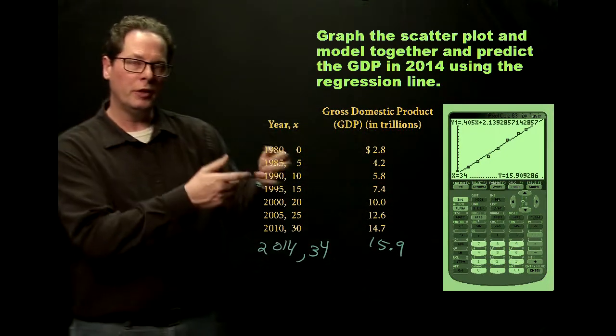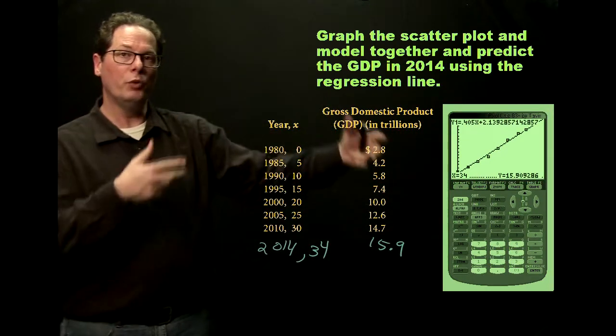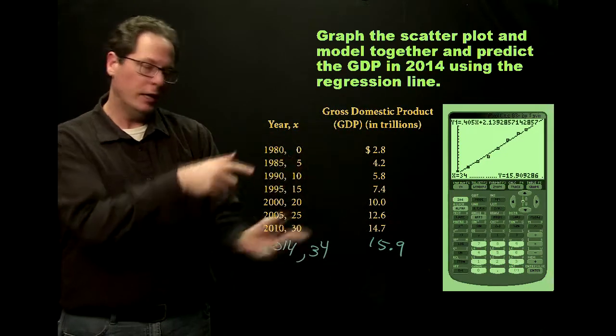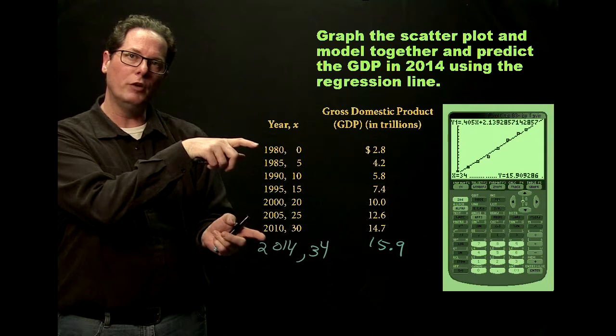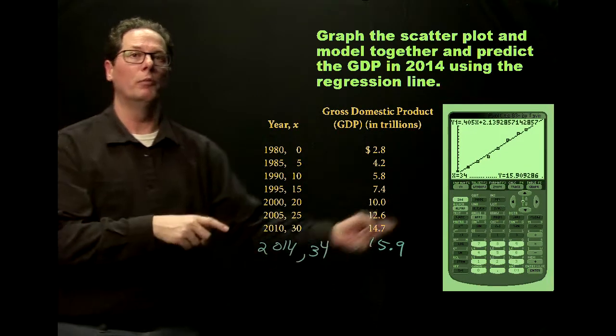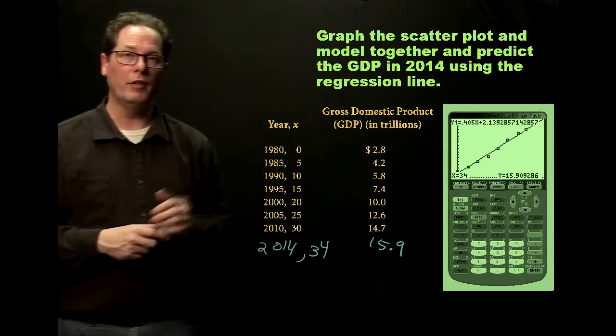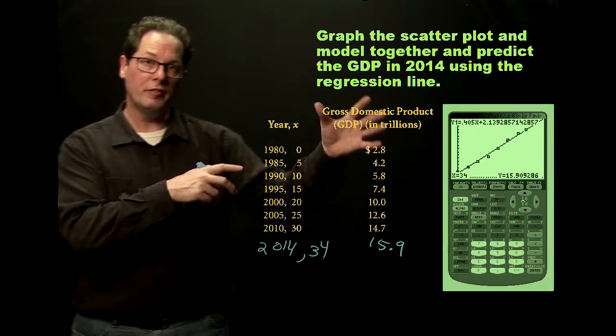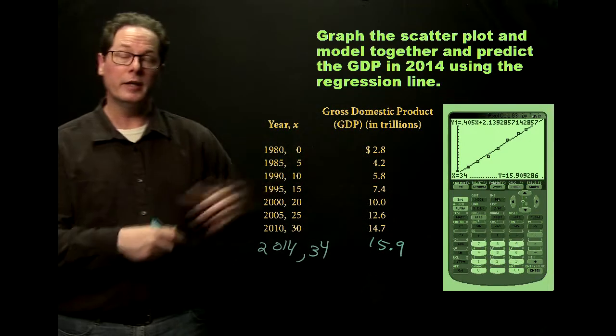Now you're going to have to change your window to include 34. When you do that zoom stat, it's going to keep the window trapped between 0 and 30. So you're going to have to expand your window to include 34 before you hit trace and type in the value. So that's how you use linear regression to model a set of data and use it to predict a future value.